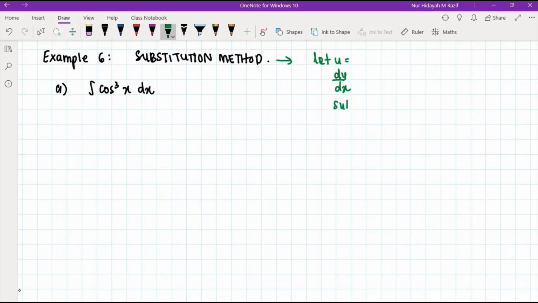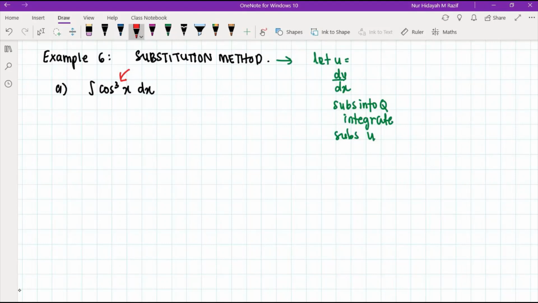Then we are going to substitute into the question and then integrate. After we integrate, we are going to substitute u back, meaning you have to change from u to the original variable. So let's take a look at the first question. Question A, we need to integrate cos cube x. We have not learned how to integrate cos to the power of 3, but since we have learned the substitution method, we are going to use that method.